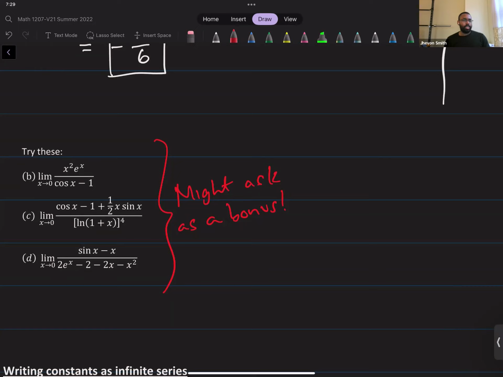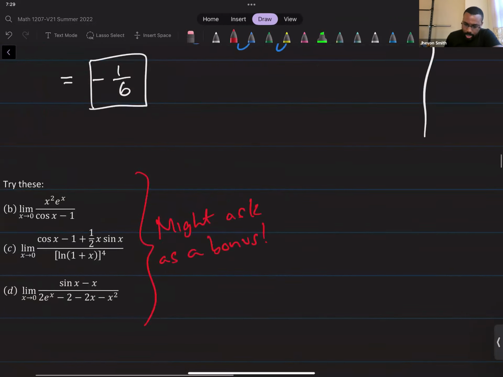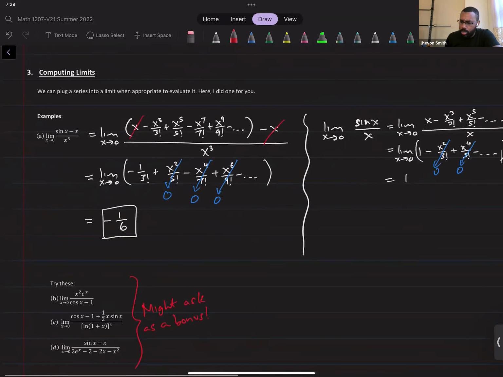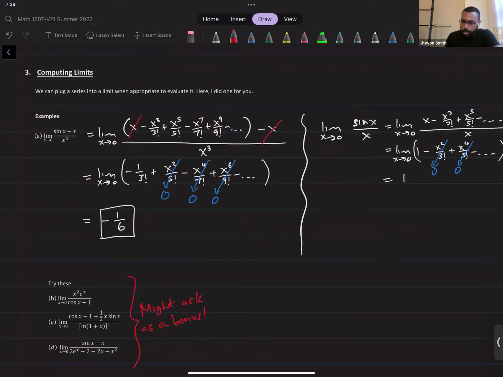But if you write it as a series, it's actually not that bad. Okay, so that's another thing you can do with series. You can use it to compute limits. Also rederive formulas, which is something else we're going to talk about in a little bit.